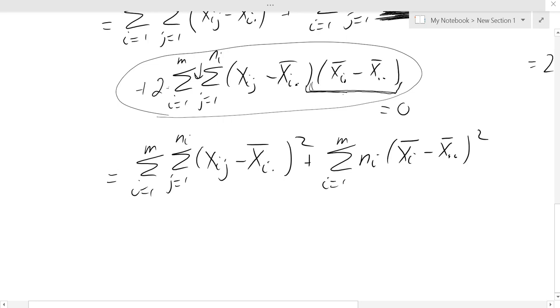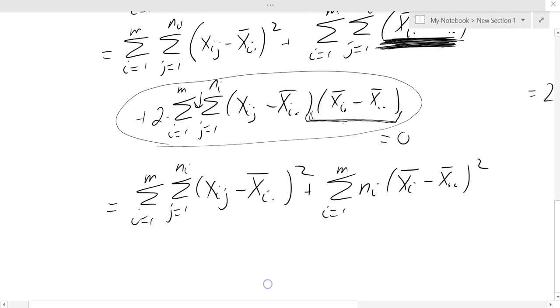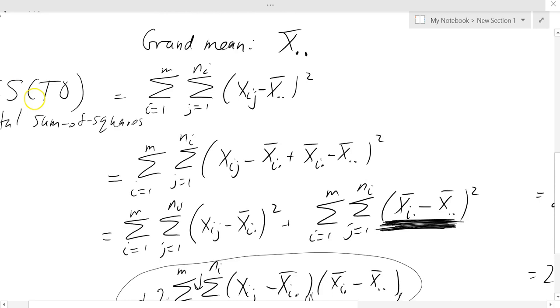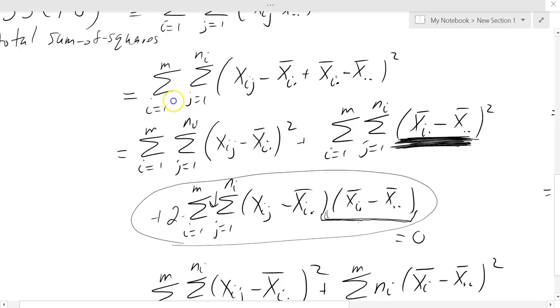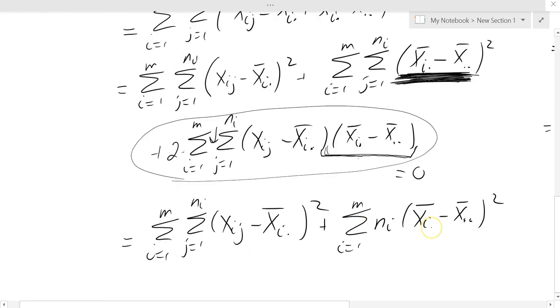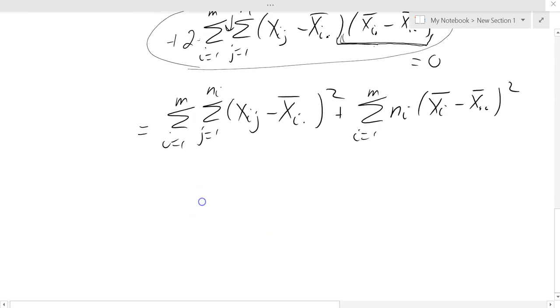All right. So now we've got our sum of squares total, which was up here, equals 2 different sums of squares, right? Each of these has a name. Of course they do. The first one is the error sum of squares.